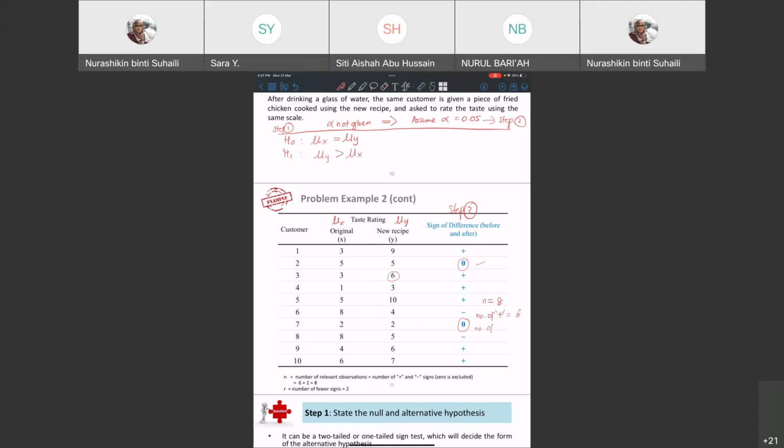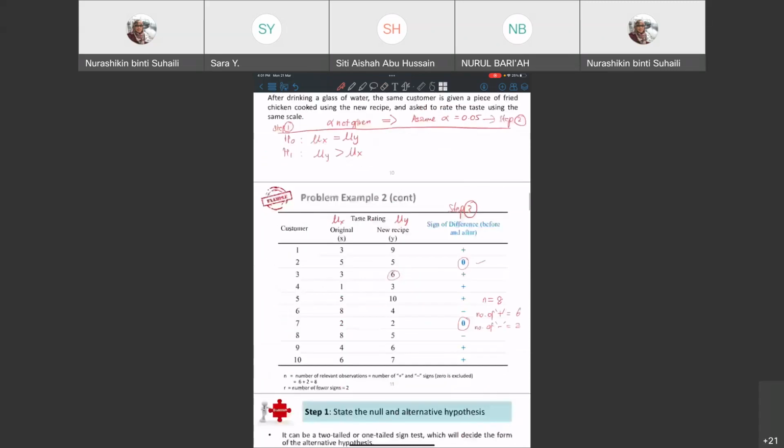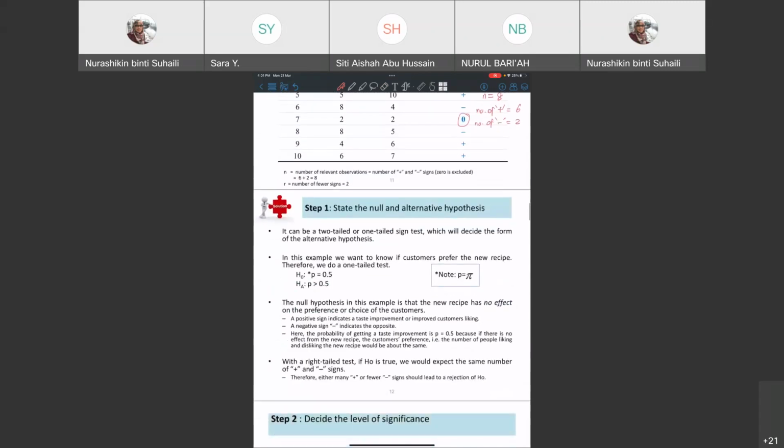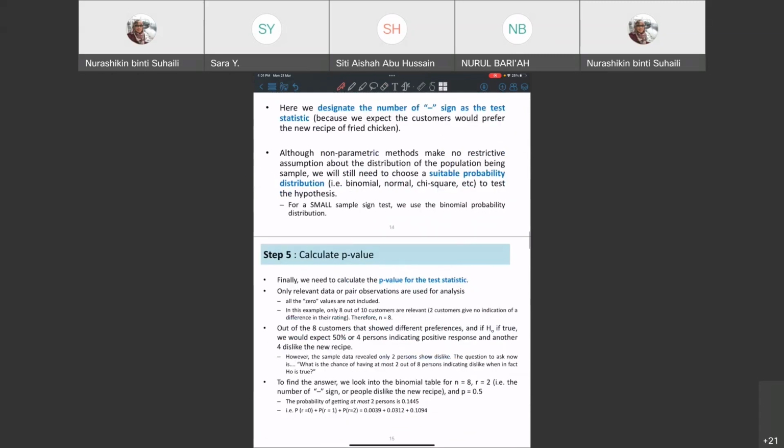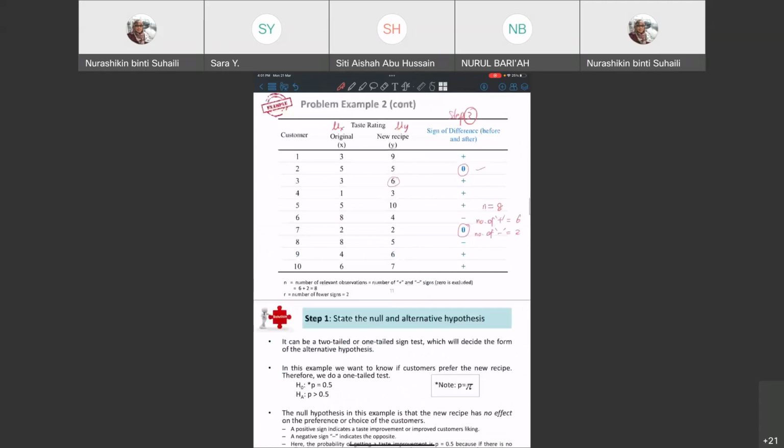The number of minus is 2. Okay, so that is step 3. Step 4, you want to find the probability, the p-value. Now how do we write the expression? We want to find the events. It's either one, but if you see, 6 is actually a lot for you to list down. So it's better for you to take the least number, so I would choose number 2.